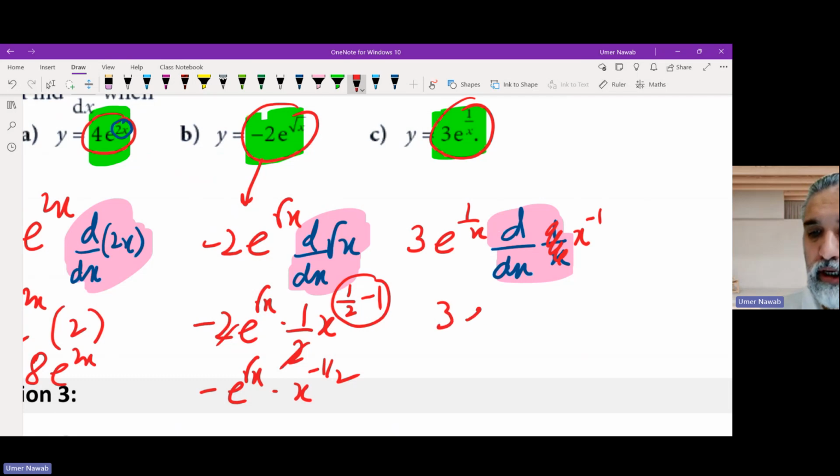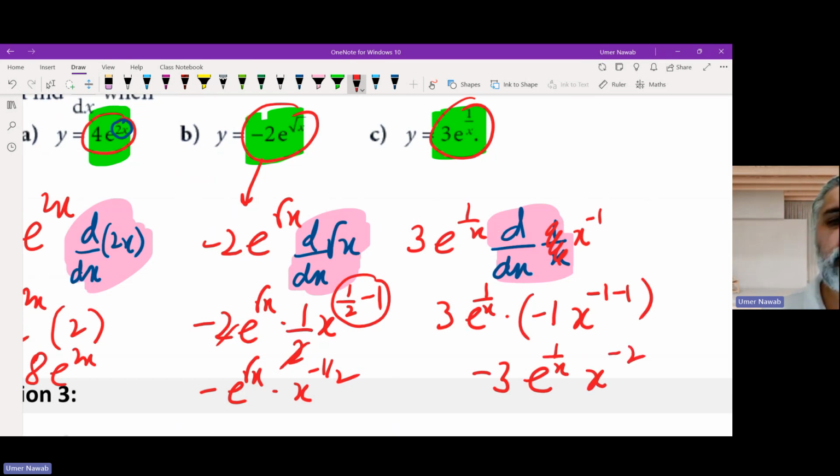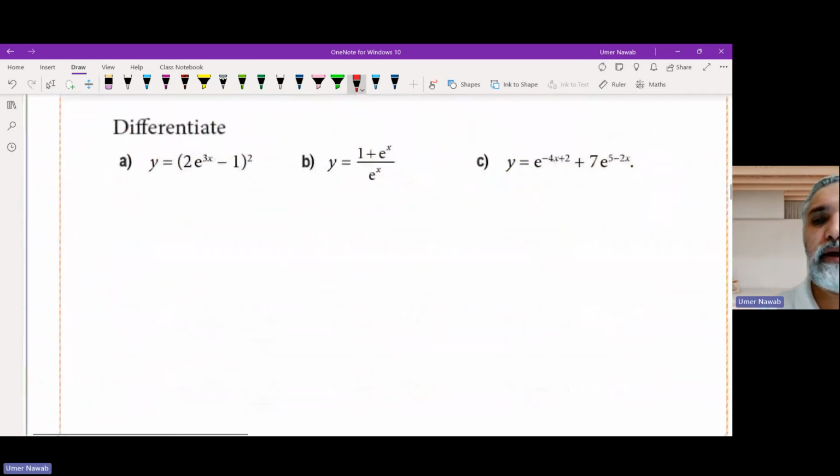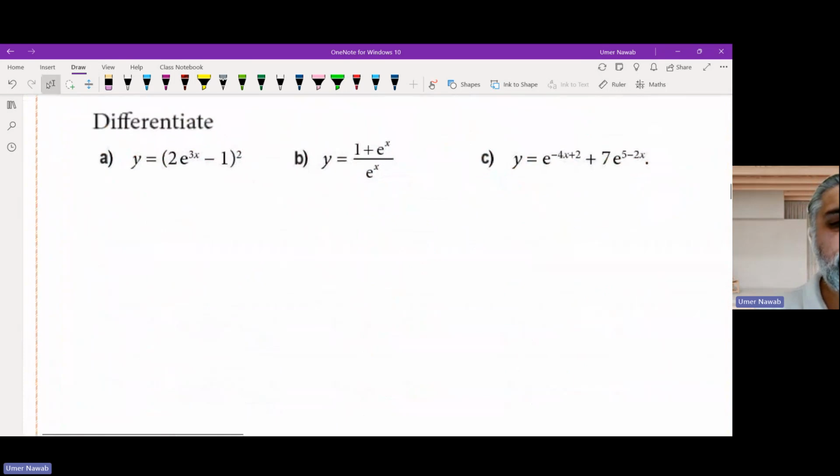Okay, good. So 3e raised power 1 over x, apply the power rule, minus 1 goes back. And from the power, I take off 1. So my final answer is minus 3e raised power 1 over x, x raised power minus 2. Now I go to the next question.